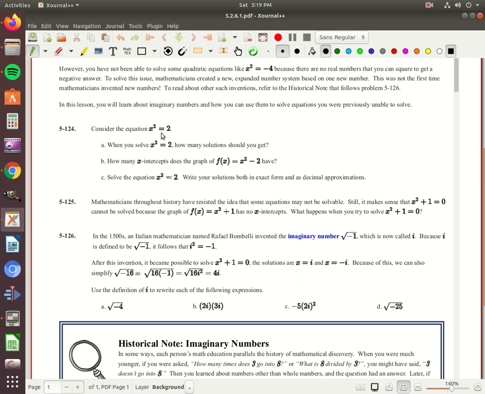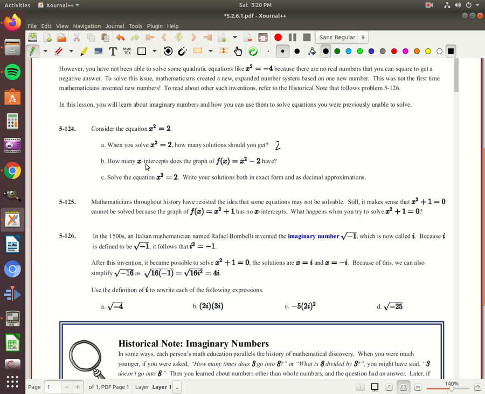So consider x squared equals 2. When you solve x squared equals 2, how many solutions should you get? You should actually get 2 solutions when you solve x squared equals 2, oddly enough. There should be a positive one and a negative one.